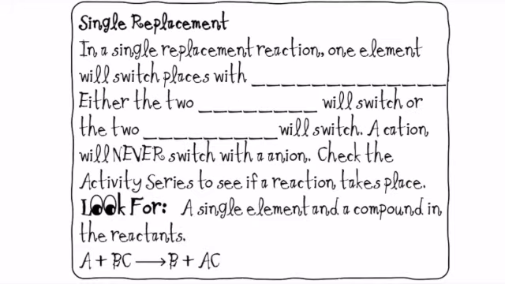Single replacement. In a single replacement reaction, one element will switch places with an element in the compound. Either the two cations will switch or the two anions will switch. A cation will never switch with an anion. Check the activity series to see if a reaction takes place. So look for a single element and a compound in the reactants. The general equation is A plus BC yields B plus AC.